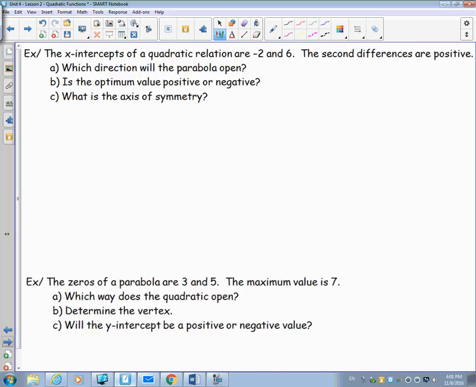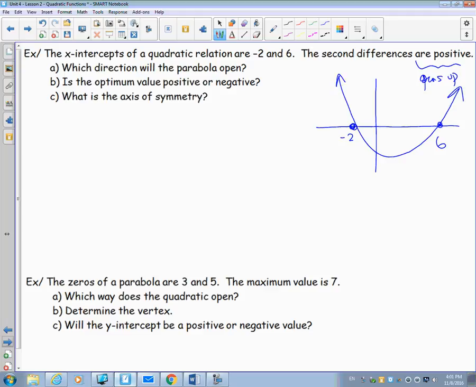Okay, a little bit of problem solving just to finish this off. So the x-intercepts, the zeros in other words, of a quadratic relation are -2 and 6. The second differences are positive. Well, what does that tell us? That tells me if I draw this out, I know I cross the x at -2 and 6. If my second differences are positive, that tells me it opens up. So I know I'm going to have a rough shape like this. Sometimes it really helps to draw a picture to get things clear in your mind of what's going on.